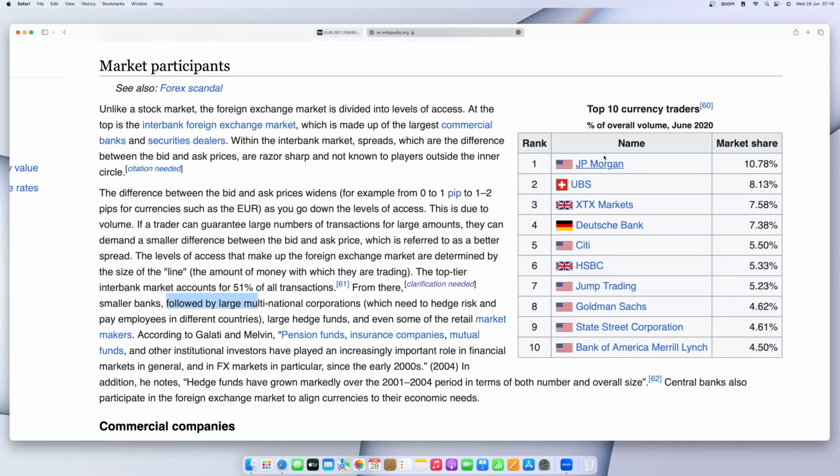Looking at their country now, we can see that the United States flag has about 1, 2, 3, 4, 5, 6. So even among the top 10, 6 of them are from United States. So you see now why US is very important. So these top 10 currency traders are what we call smart money.